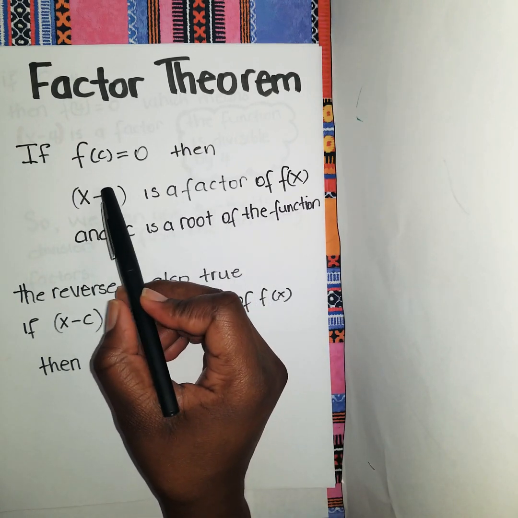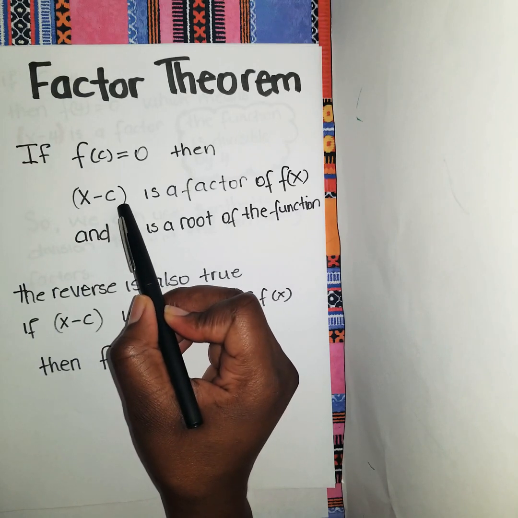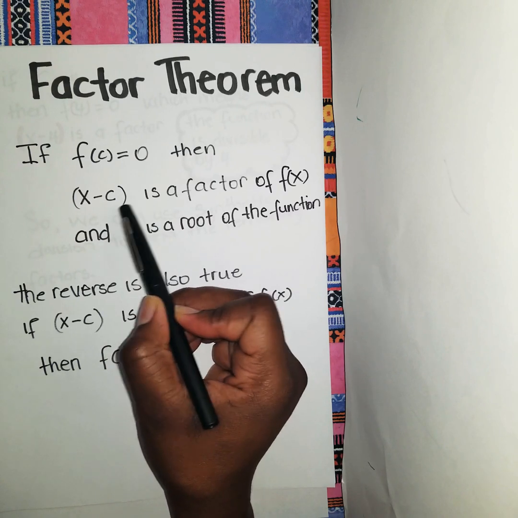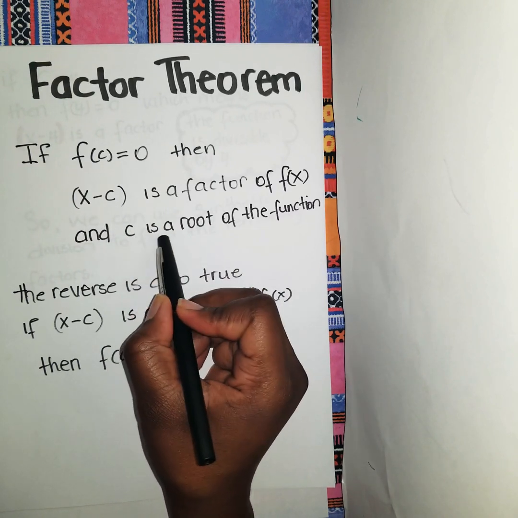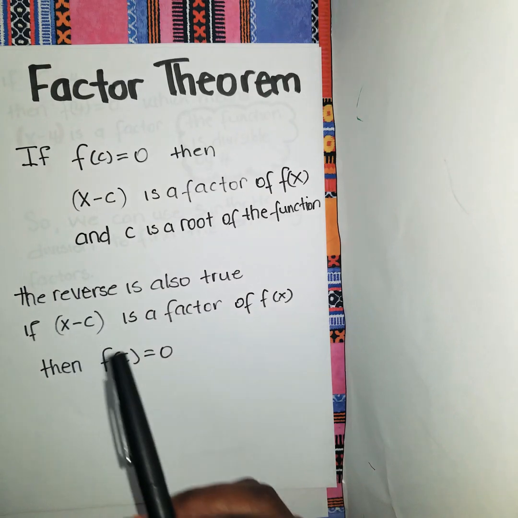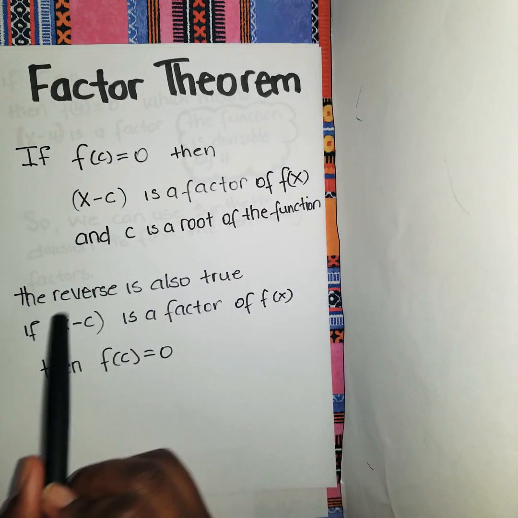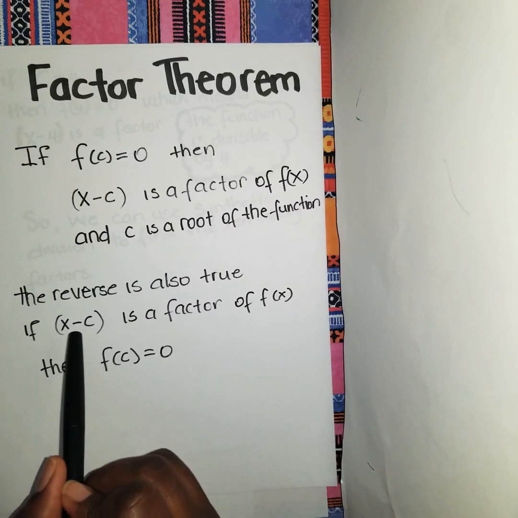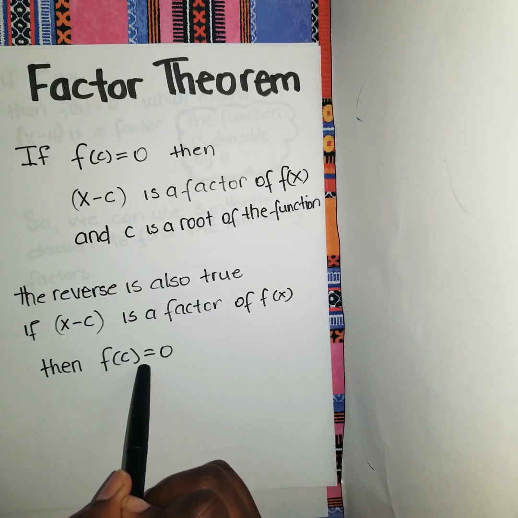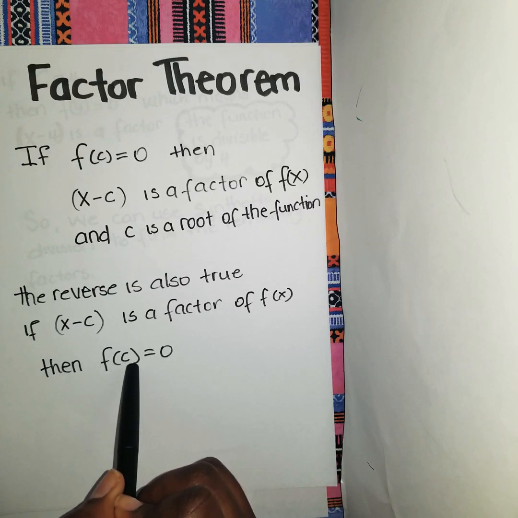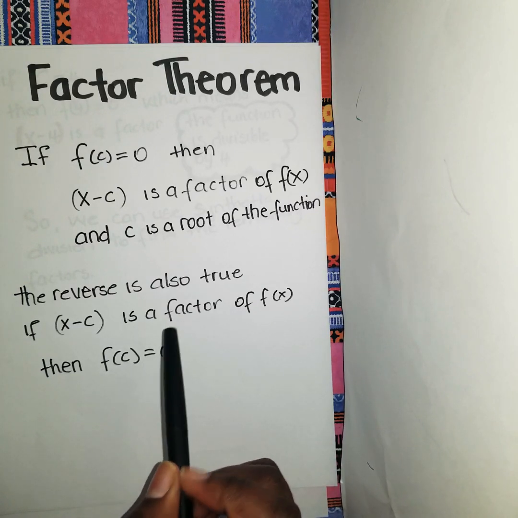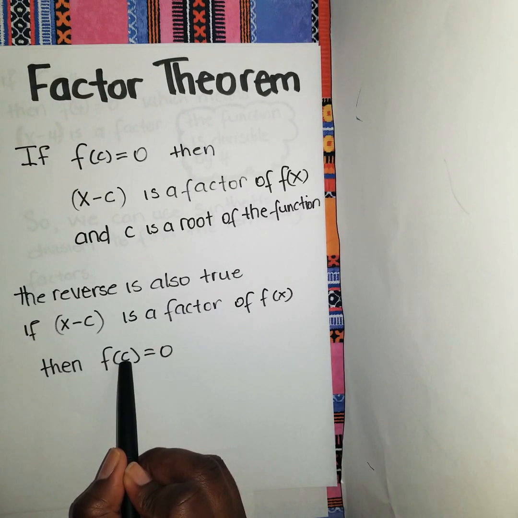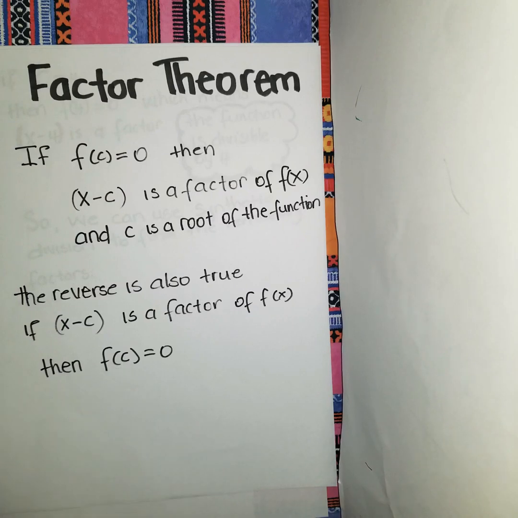That means when you equate x minus c to 0 and add c to both sides, x is equal to c, and so c is the root of the function. The reverse is also true: if x minus c is a factor of f of x, then f of c is equal to 0. This being set equal to 0 is basically any number you see in this bracket here.